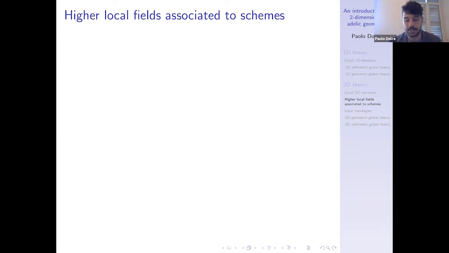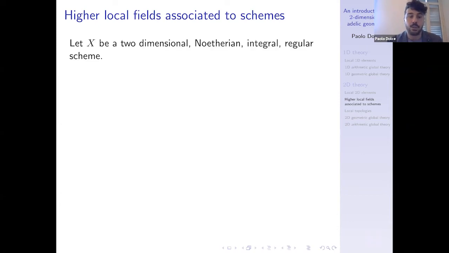And this is crucial because when a two-dimensional local field is associated to a scheme, then you can put this higher topology in a canonical way without passing by the isomorphism to a field in the table. Okay? And so let's fix our scheme. That is a two-dimensional Noetherian integral regular scheme.